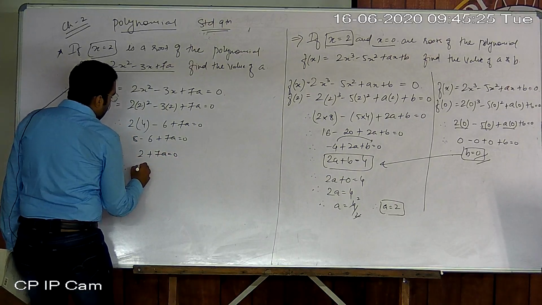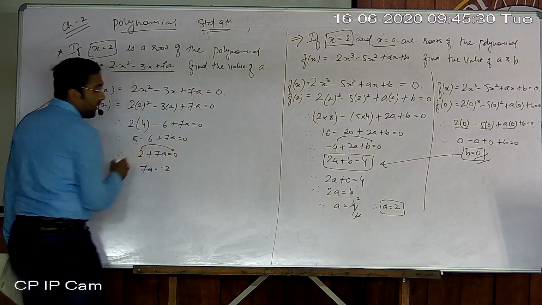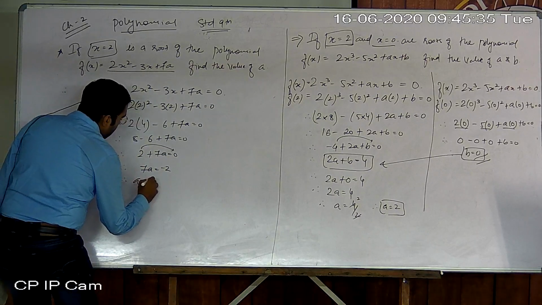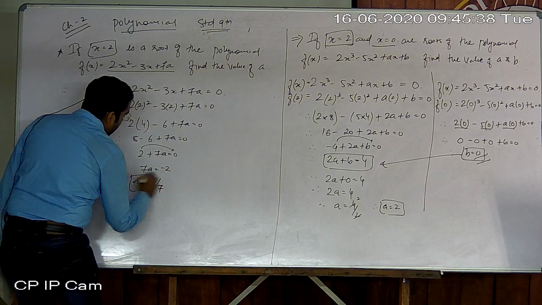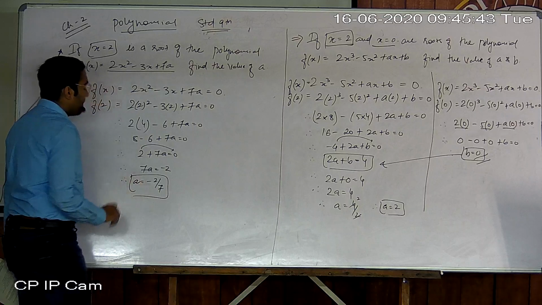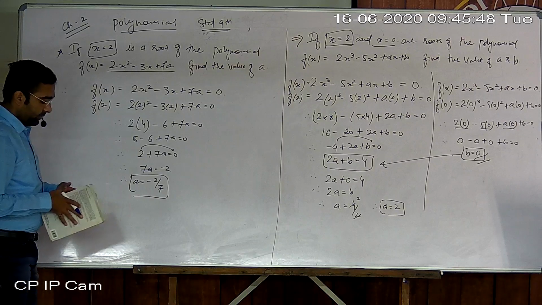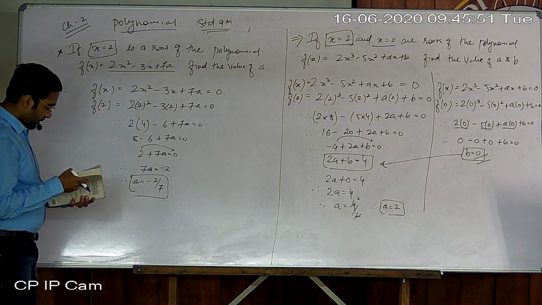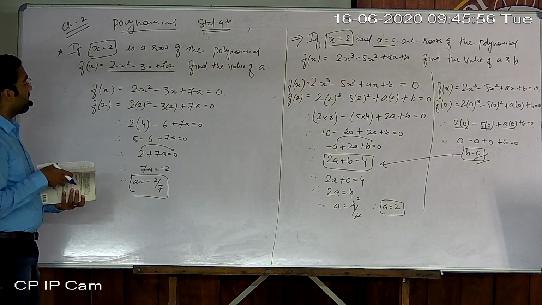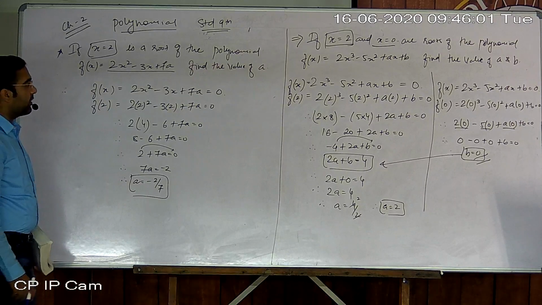Therefore 7a equal to minus 2, with 2 shifted to the other side. Therefore the value of a is minus 2 by 7. What is the value of a? That is minus 2 by 7. Okay. Clear, students? Please note down fast.